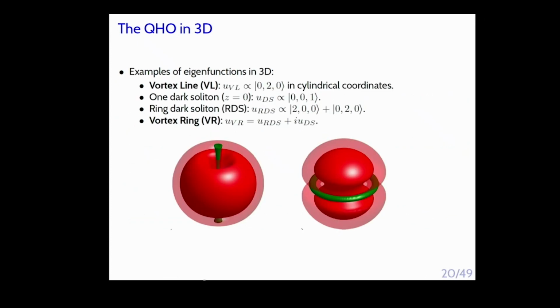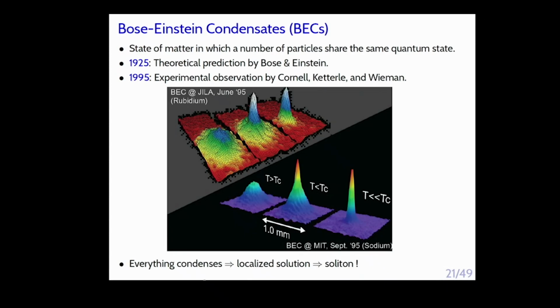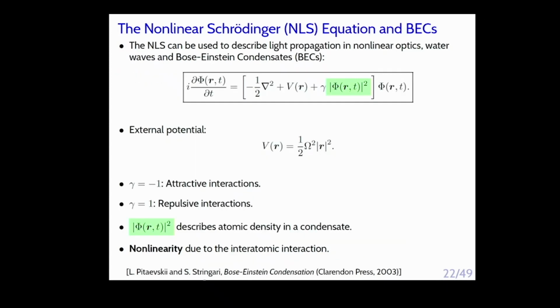Okay? So in 3D, from the eigenfunctions, you have a vortex line. In cylindrical coordinates, it is the 0,2,0. There it is. Okay? And you can have other structures, like the vortex ring, which can be constructed out of what we call the ring dark soliton and the one dark soliton, where you have a cut at the z equals 0 plane. Okay? So we want to do that to study those types of structures.